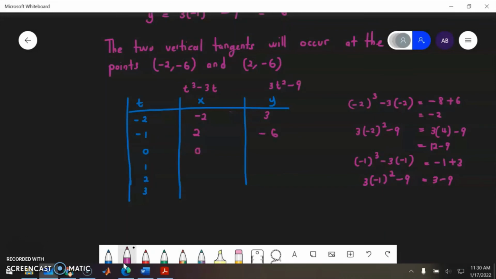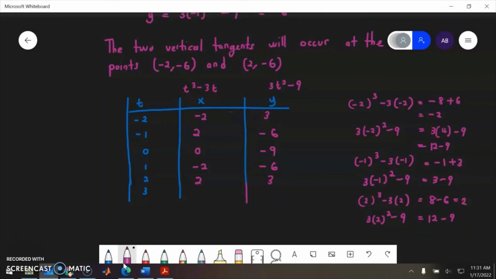Okay, when t is 0, x is 0. When t is 0, y is -9. When t is 1, we have 1 - 3, which is -2. When t is 1, we have 3 - 9, which is -6. Okay. And then t is 2. 2 cubed is 8, so we have 2^3 - 3 times 2, 8 - 6, which is 2. And then for y, 3 - 2 squared... 12 - 9, which is 3.